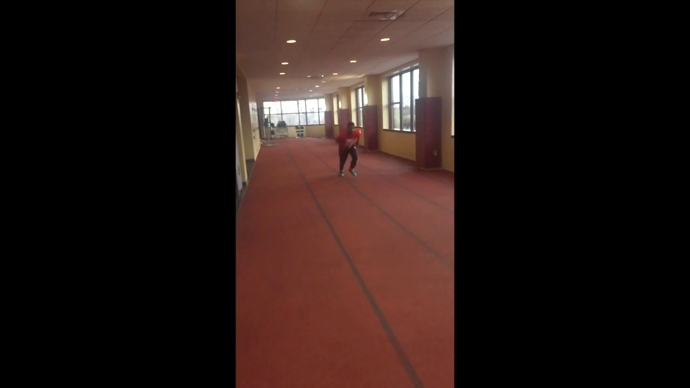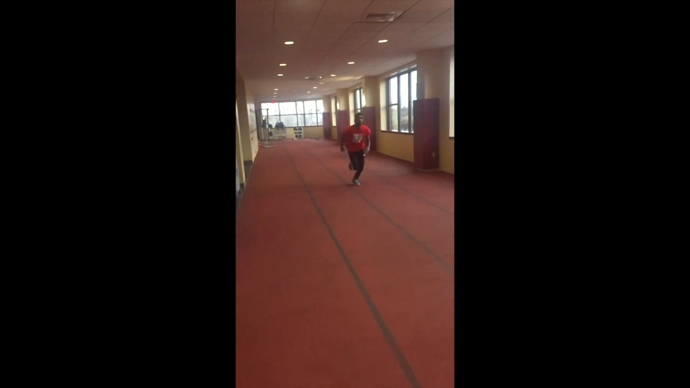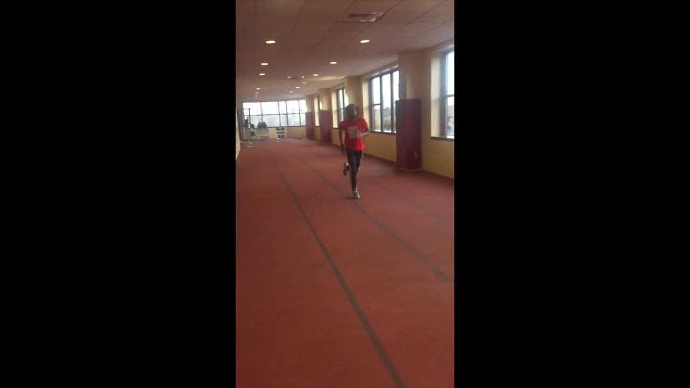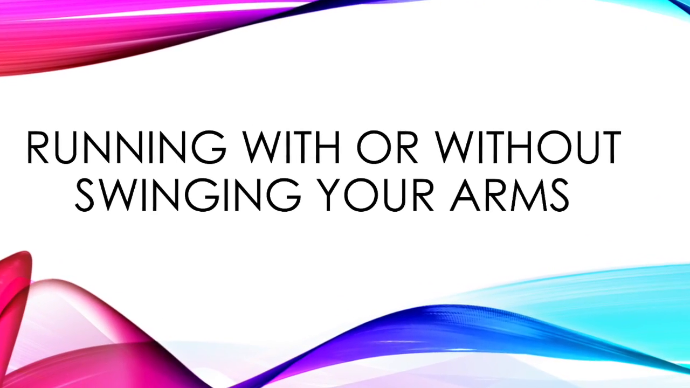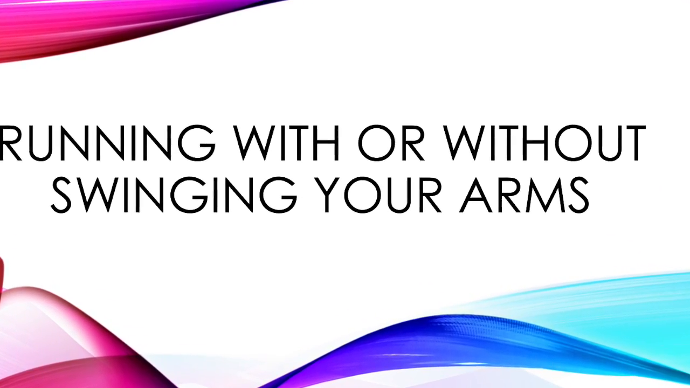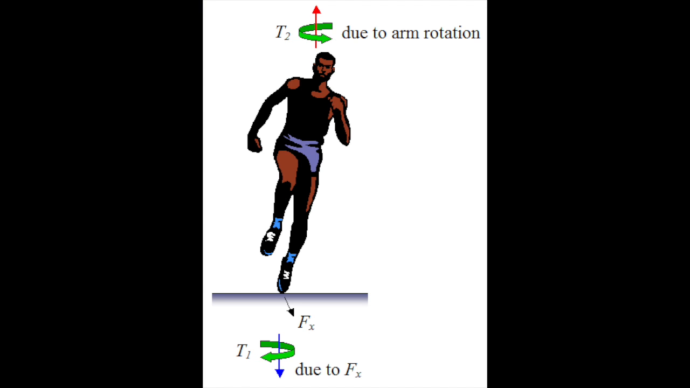Here we see the forces in motion in running. You can see the way Melvin pushes off with his foot and centers himself by swinging his arms. Now let's talk about running with or without swinging your arms. When arms swing, it helps stabilize the running motion.